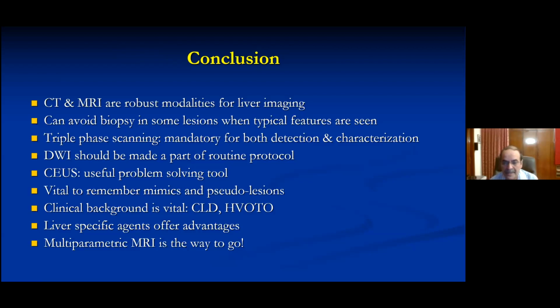It's vital to remember some imaging mimics, and I've shown you some of those. Very important to see the background liver and see the presence of chronic liver disease, because your index of suspicion is going to change completely. The one important message for the talk would be that multi-parametric, contrast-enhanced MRI is the way to go for characterizing focal liver lesions. I thank you very much for your attention, and I'll be happy to take any questions.